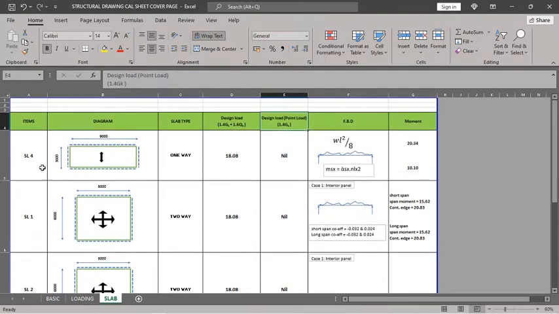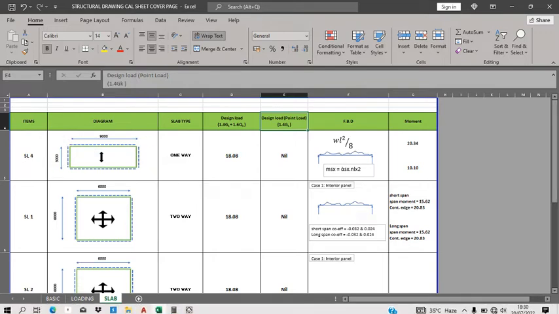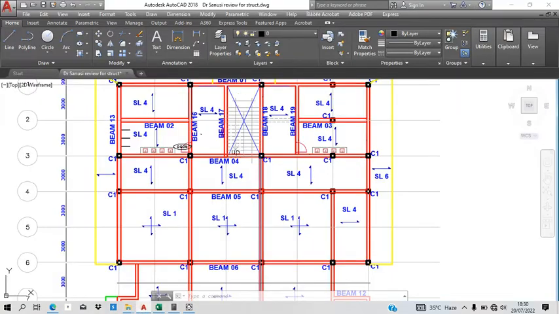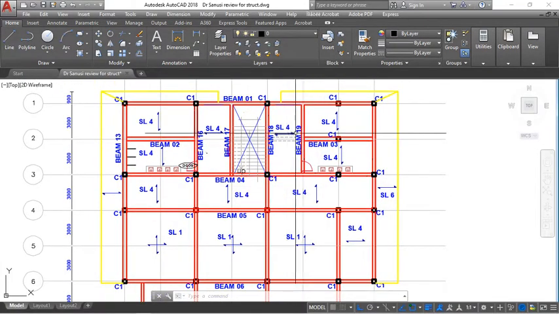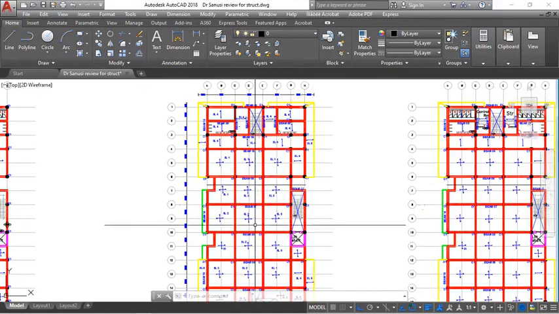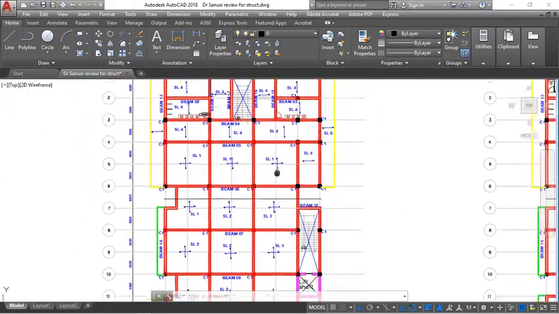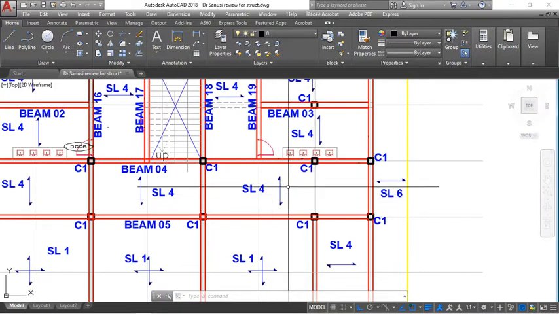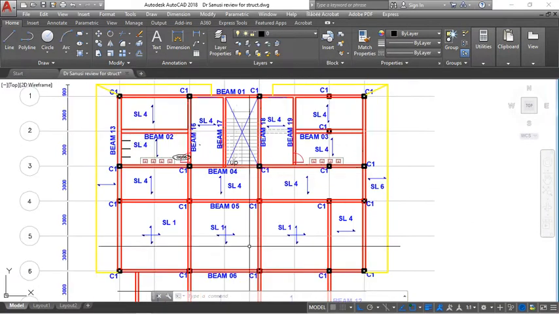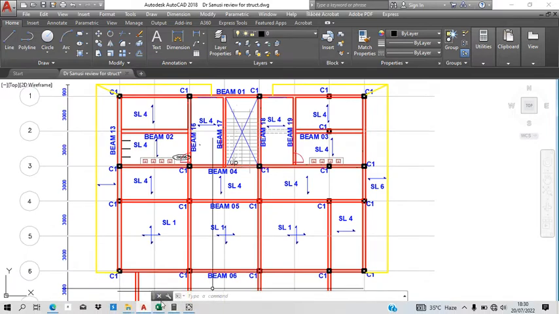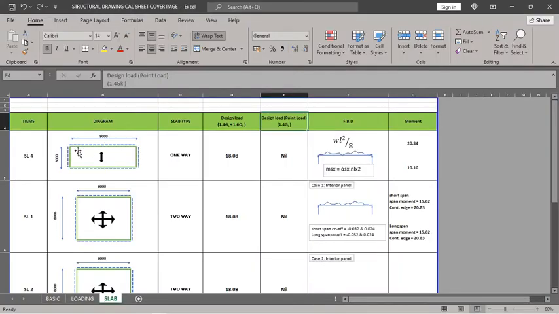So I'll start with the first, slab type 4, which is spanning 3 meters, and this is the length. Slab type 4 is a representative of other slab type 4 that we have in our layout. I took this slab type 4 spanning 3 meters, then this is 9 meters, and that is what we have here. So it's a one-way slab.